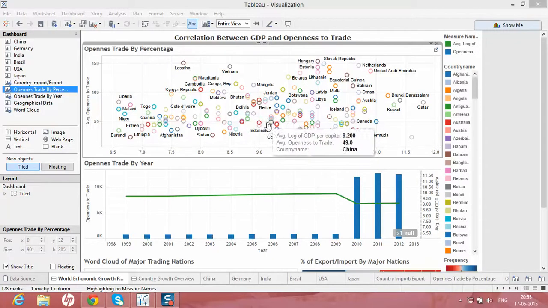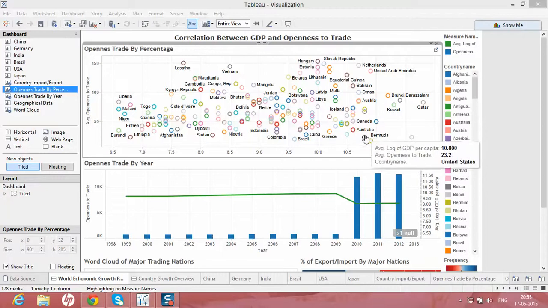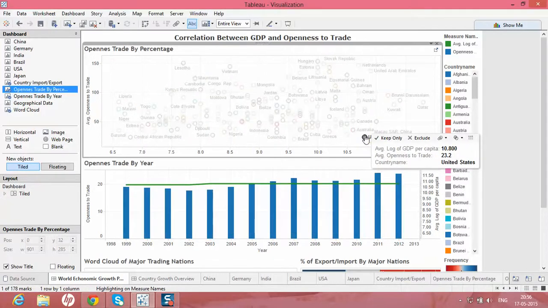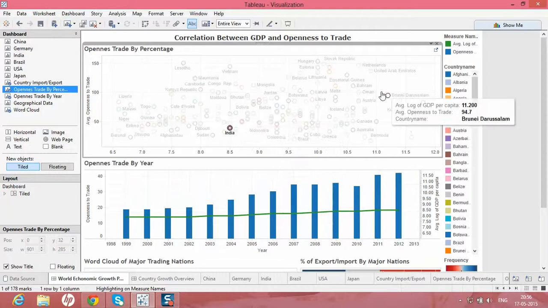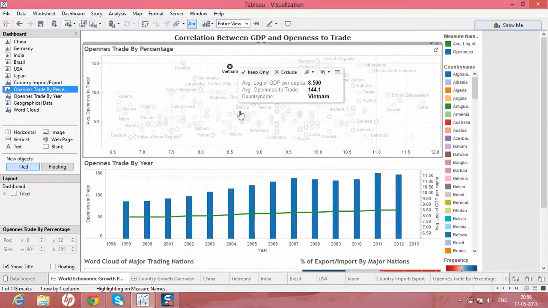The second graph is openness to trade by year, in which we tried to identify the relation between a country, openness to trade and average log of GDP per capita in reference to years. The data shows 1999 to 2012 and 2013 respectively. If you want to see a particular country's data, we can select the United States, or many other countries, let's say India, or Vietnam, and the data will change accordingly.